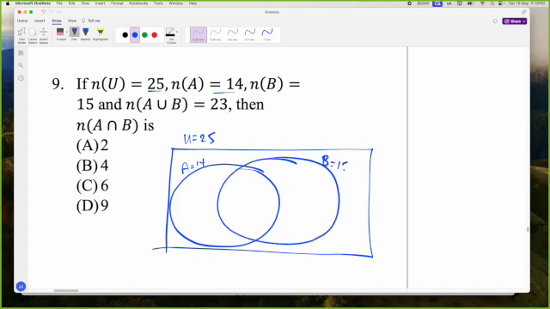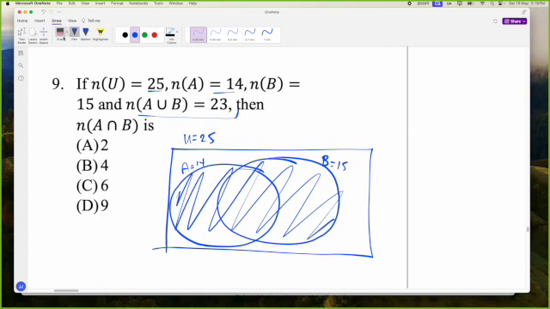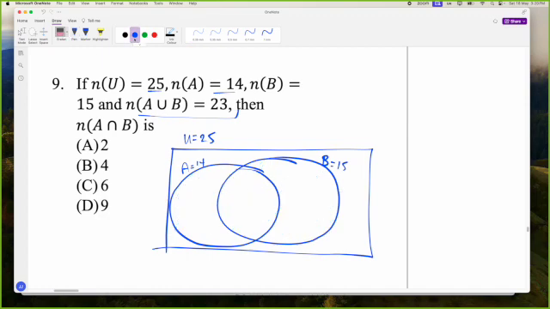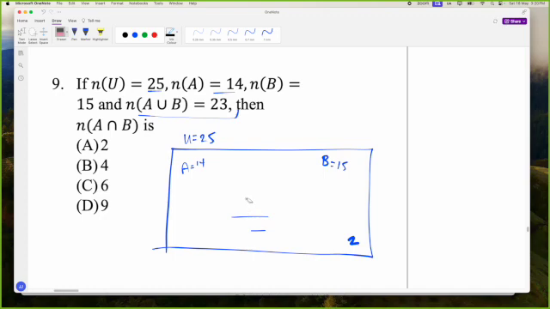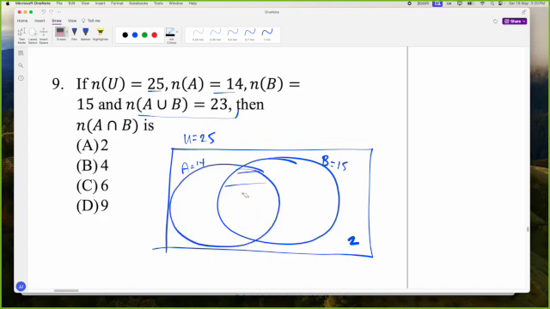They say A union B is 23. So that means here, everything inside of this is A union B, which is 23. But it's 25 in the universal set. That means you're going to have 2 outside. Yeah? What is A intersect B? So they want to know what this is. And it's actually very easy. Remember, they practically give you the answer, right?